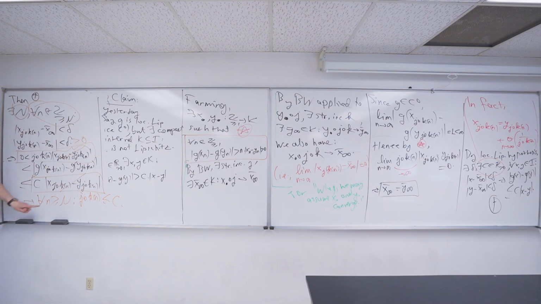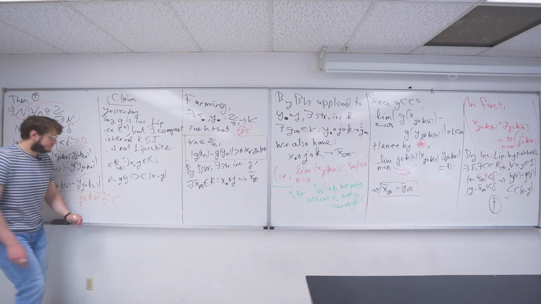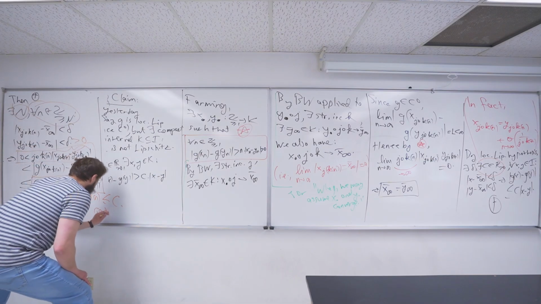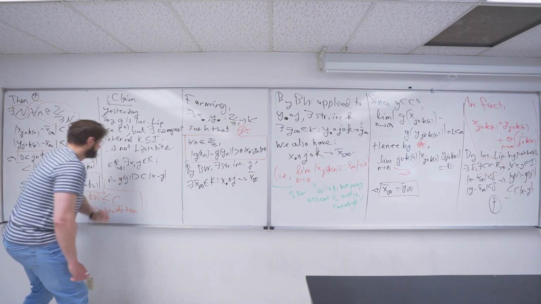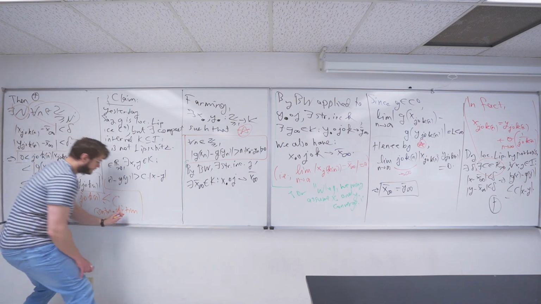That's a contradiction, because I can take lowercase n to infinity, in which case this is going to go to infinity, but I'm saying simultaneously that it is bounded. That's a contradiction. And the end of the proof.